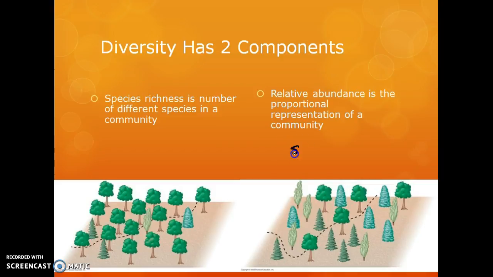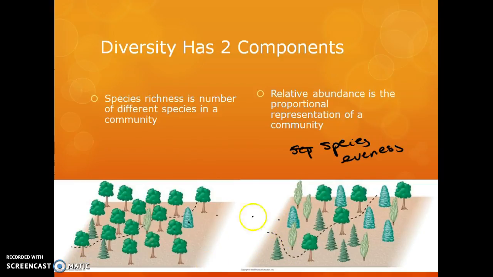So another way to write this would be species evenness, right? How evenly are the populations of those different species distributed? So here we have two different forests. Both of them have the same species richness. They both have 5 different species of tree. 1, 2, 3, 4, 5. But one of these seems more diverse than the other one, right? This one is not very even. Its relative abundance is pretty low, right? It's mostly this green puffy tree, but a few of the other trees.